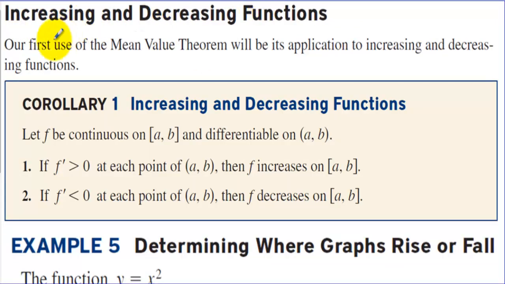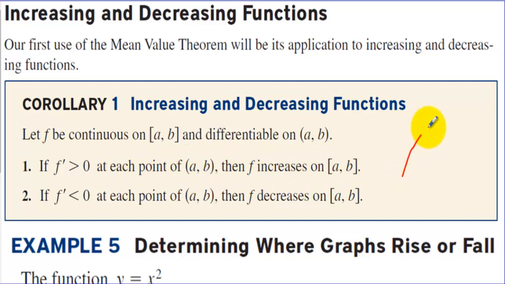Increasing and decreasing functions. Our first use of the mean value theorem will be its application to increasing and decreasing functions. We have a corollary 1, increasing and decreasing functions. Let f be continuous on a to b, the closed interval, and differentiable on the open. If the derivative is greater than 0, in other words positive at each point of ab, then f increases on ab.